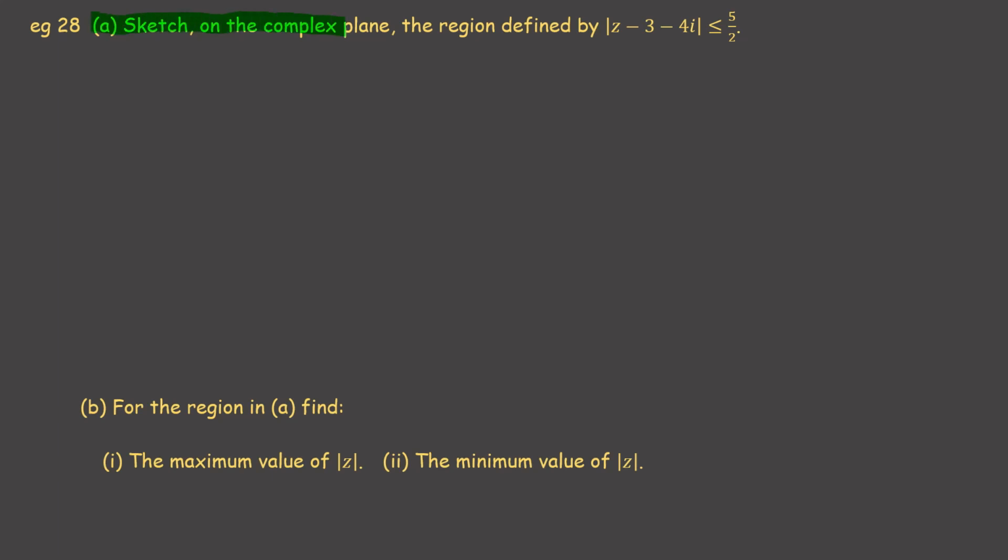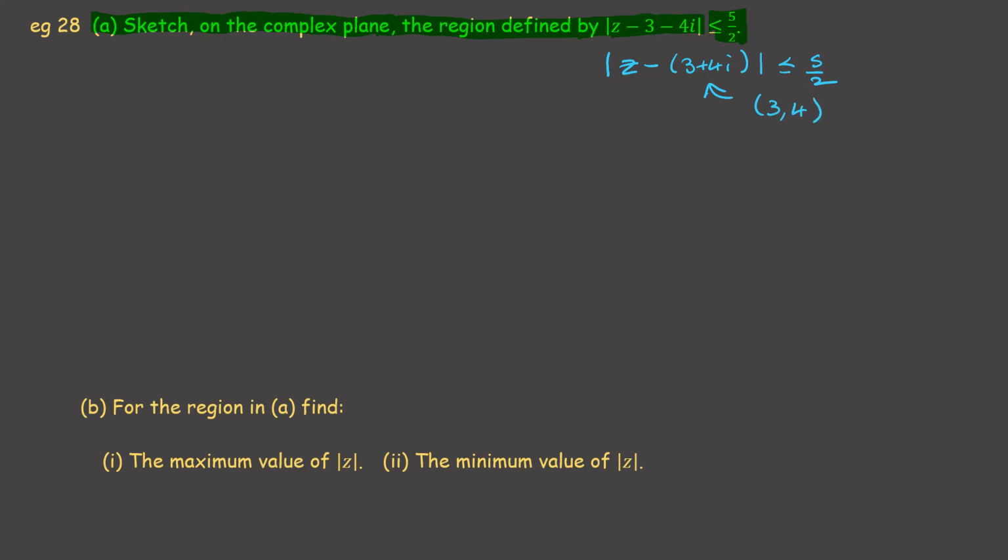Sketch on the complex plane the region defined by |z − 3 − 4i| ≤ 5/2. Now I like to rewrite these, so it's going to be |z − (3 + 4i)| ≤ 5/2, and that enables me to identify the point (3, 4).